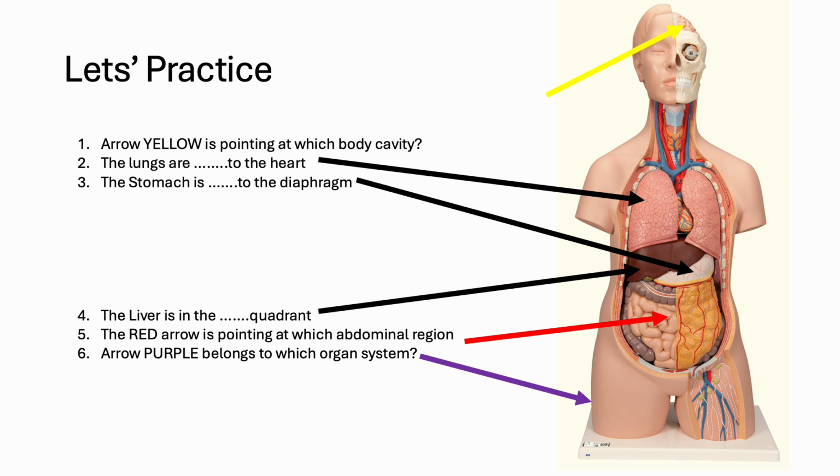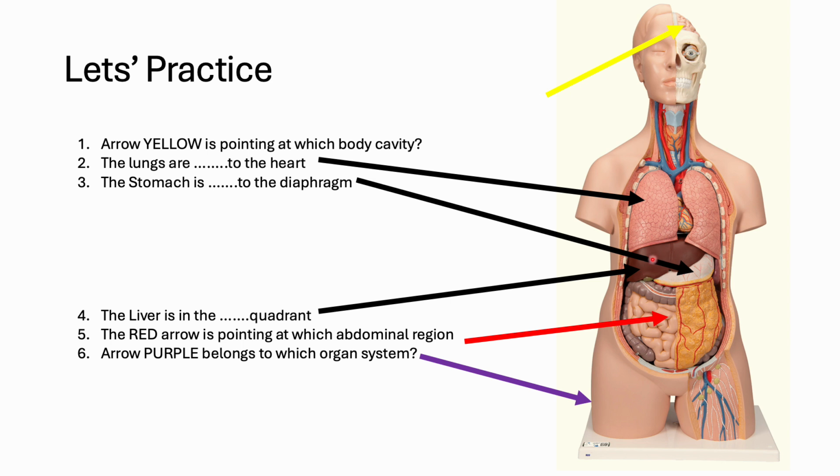The yellow arrow is pointing at which body cavity? Which cavity houses the brain? Hopefully we're all going to say the cranial cavity. Here we have the lungs. The lungs are what to the heart? Hopefully we're all saying the lungs are lateral, right? The lungs are lateral. Then we have the stomach. The stomach is what to the diaphragm? The diaphragm is located about here. The stomach is. Hopefully we're all yelling inferior.